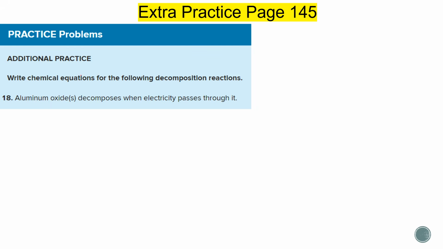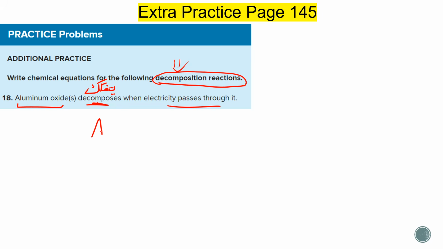Okay, write chemical equations for the following decomposition reactions. So they are very kind here. They told you it's already a decomposition reaction. So aluminum oxide decomposes, meaning it breaks down, when electricity passes through it.